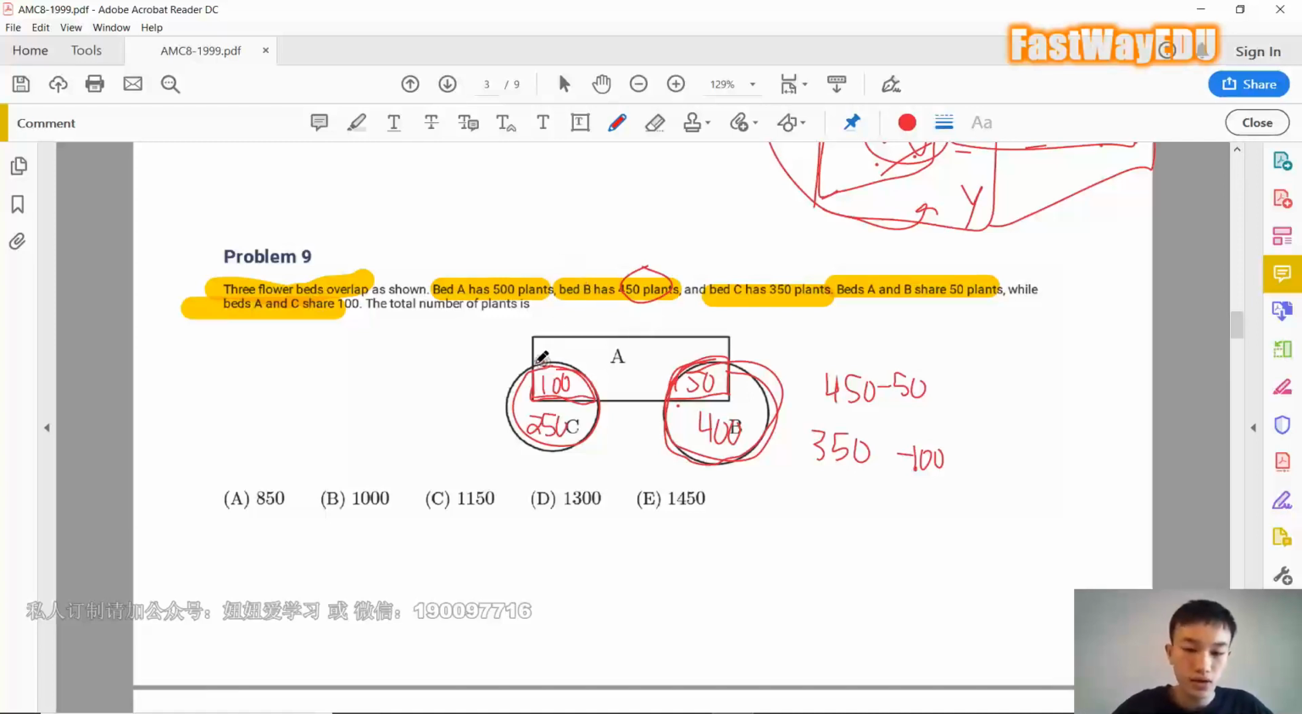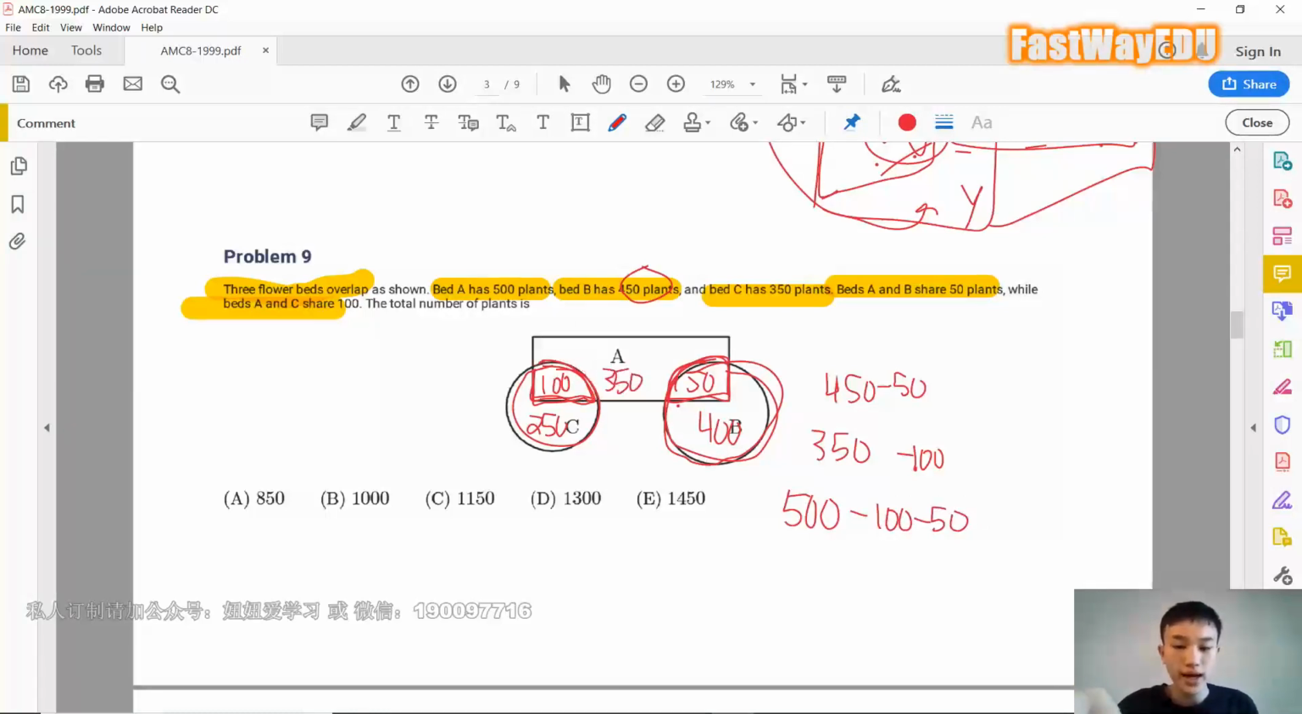Finally, we have A, the rest of this region that it doesn't share with anybody. We have the whole thing, that's 500. And we have to subtract away these two regions, right? Because we are not going to include them in the rest of this region. So that's 500 minus the 100 minus the 50. That is 350. So in the rest of this region, that's 350.